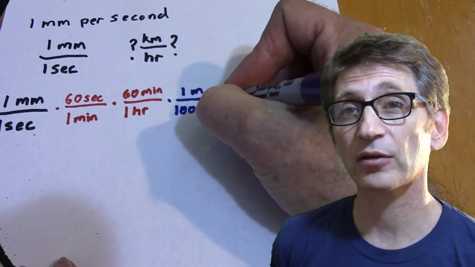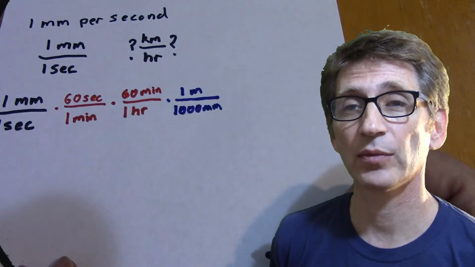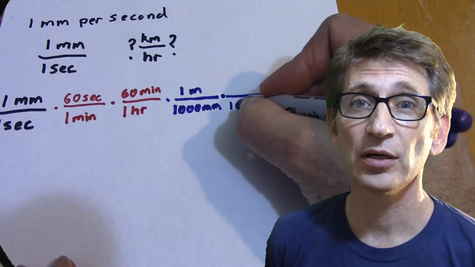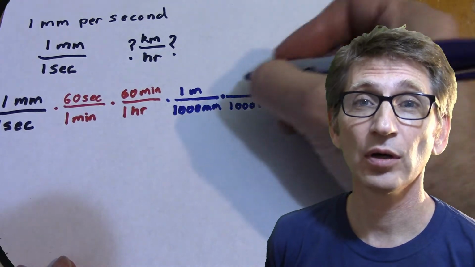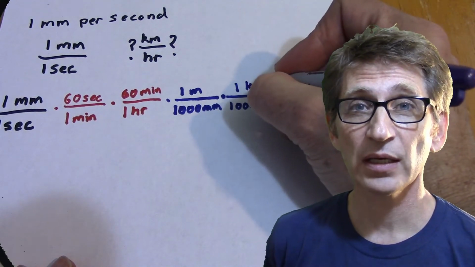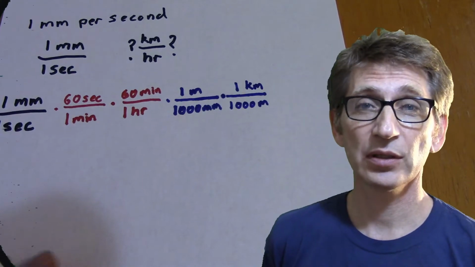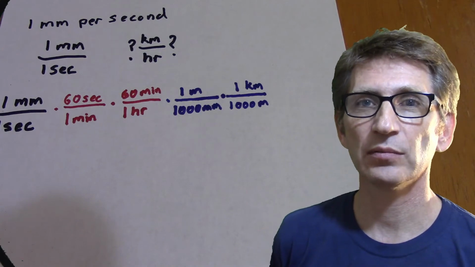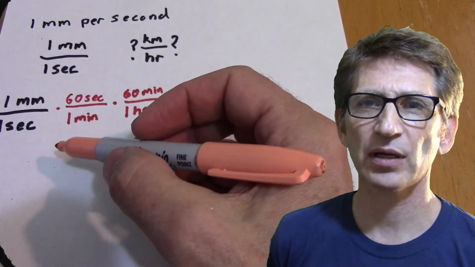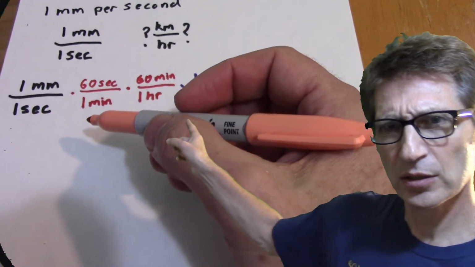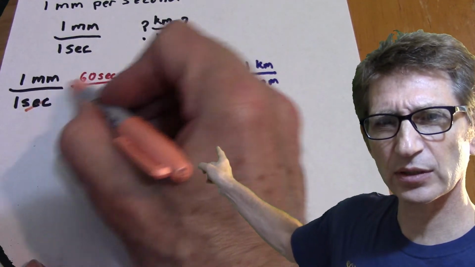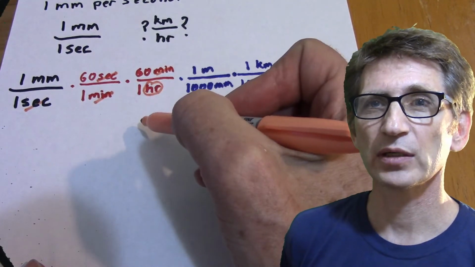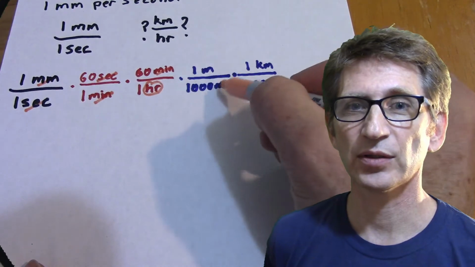So the conversion factor I want needs to cancel out millimeters from the numerator. So I will need a conversion factor that has millimeters in the denominator. So I will use 1 meter over 1,000 millimeters. Next, to get from meters to kilometers, well, kilometer, kilo, 1,000. There are 1,000 meters in a kilometer. I want to cancel out meters from the numerator, so I want to get meters in the denominator. So I'll use a conversion factor with 1 kilometer in the numerator, 1,000 meters in the denominator.